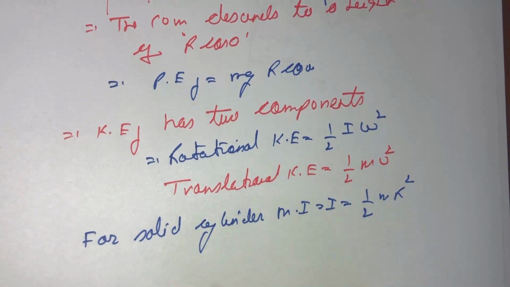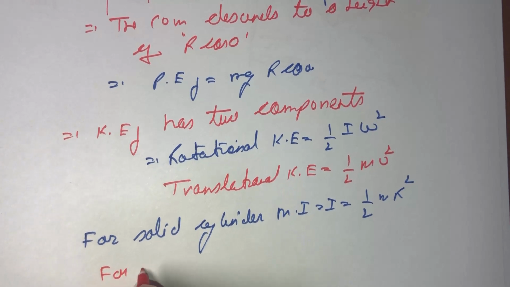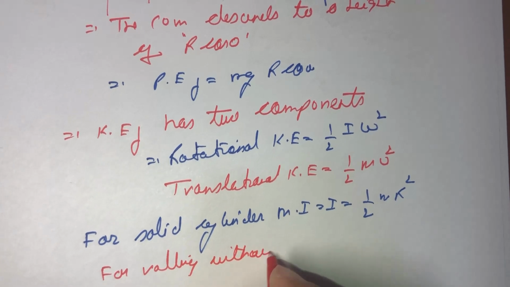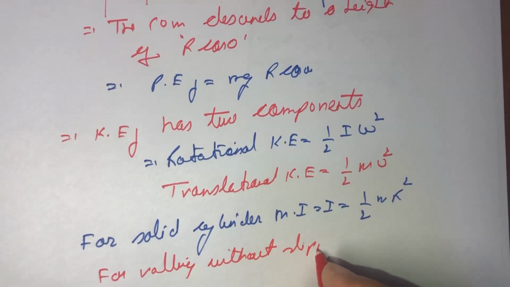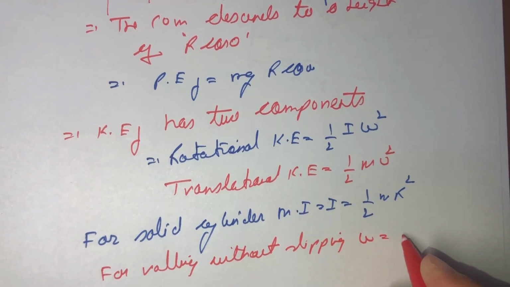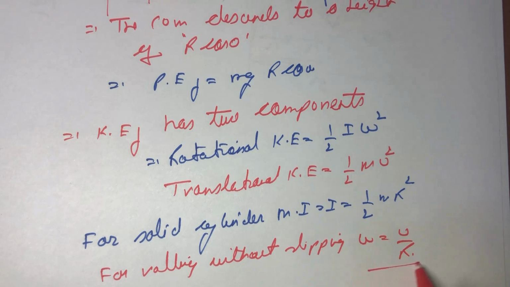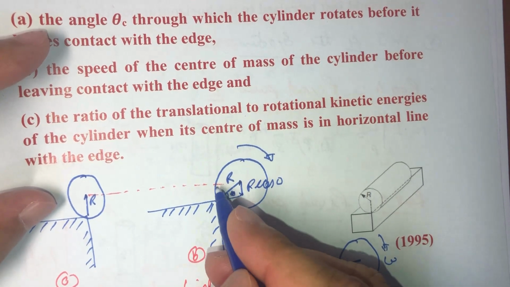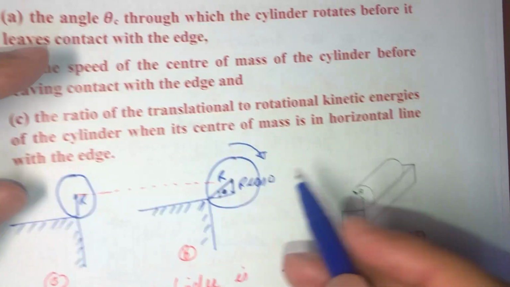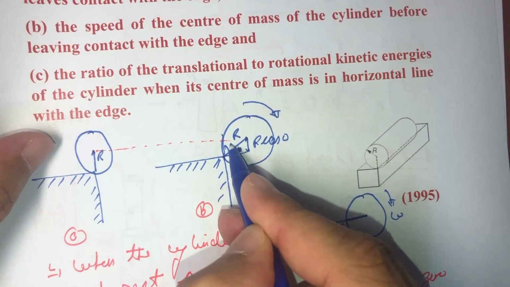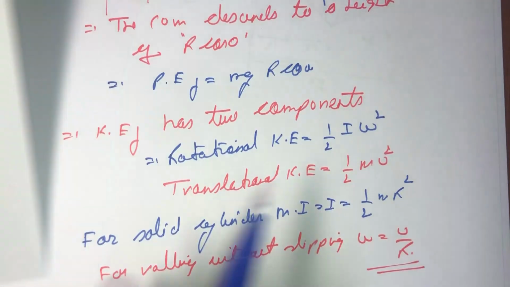slipping. So for rolling without slipping, omega is equal to v upon r. Okay, let me make a correction here. This figure, this is not theta. Okay, theta will be with respect to this figure, okay, with the vertical. This will be theta. Okay.